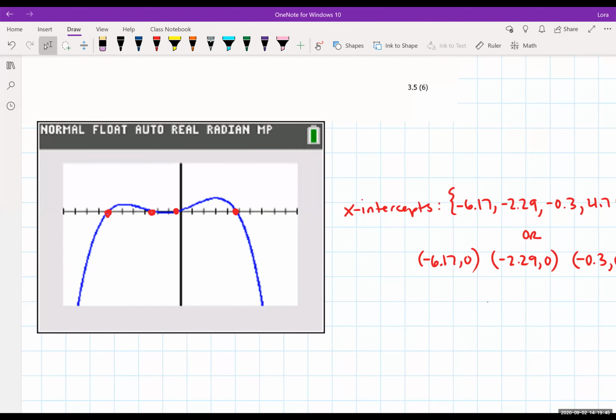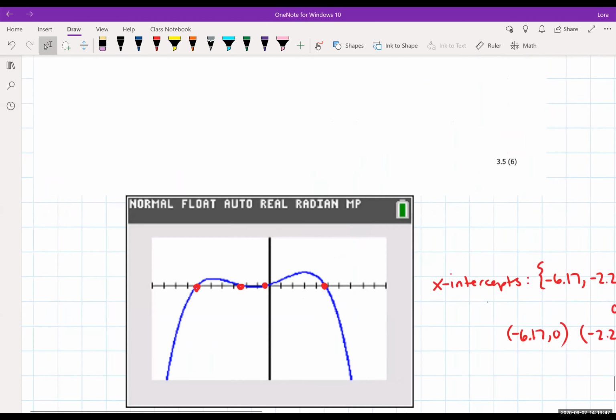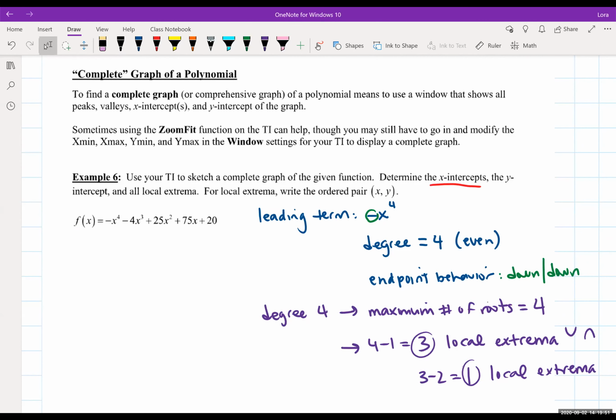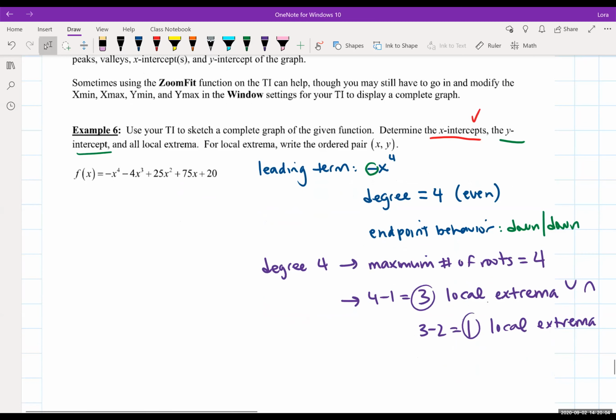So let's double check. I feel accomplished, but I don't know if I answered everything. So I'm going to go back and read my directions. I got my x-intercepts, check. Next thing it wants me to find is the y-intercept. So let's do that. There's more than one way to go. Actually, a y-intercept is nice if you want to inspect the function. You could just take it straight with f of x. Y-intercepts happen when x equals 0.